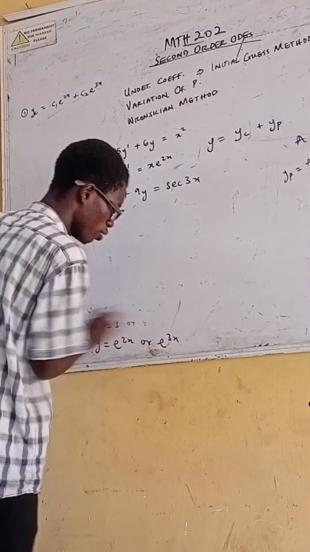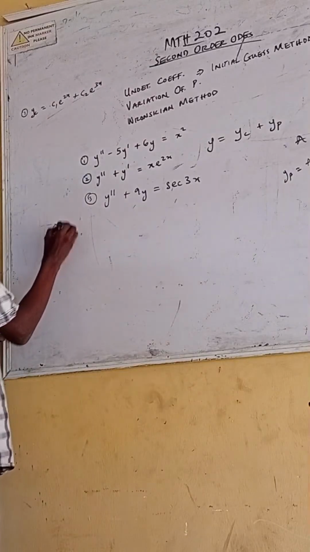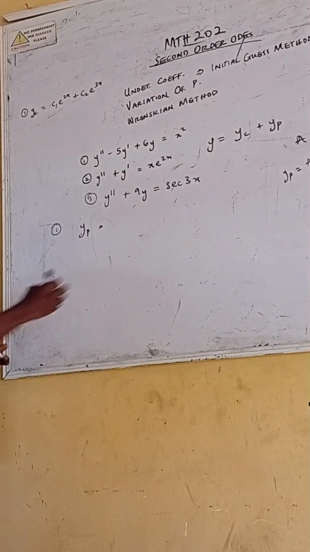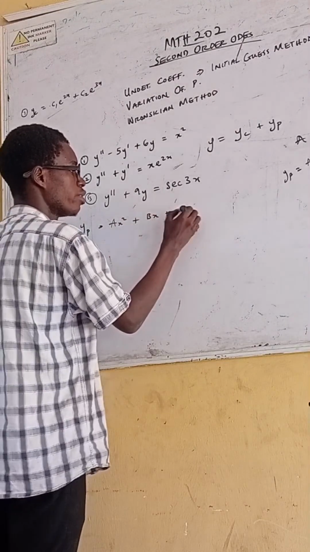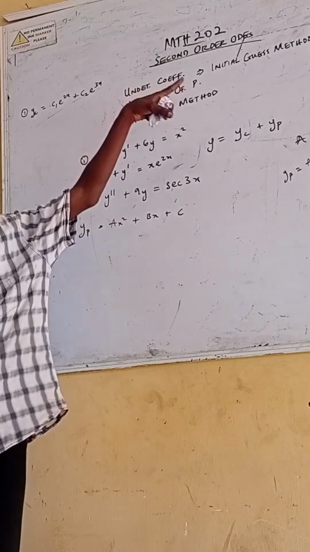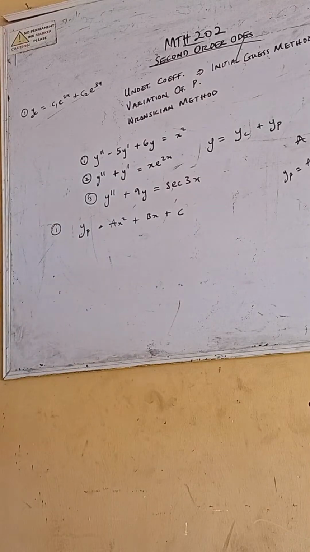So continuing with number 1. Our particular y, using the initial guess method, is ax squared plus bx plus c, because this is x squared. So you start with ax squared. If it is x cube, you start with ax cube. If you start with ax raised to power 4 plus bx raised to power 3, you will decrease it until you get to the final constant.